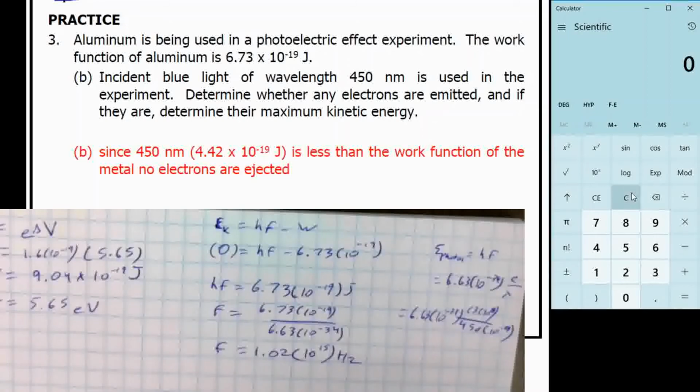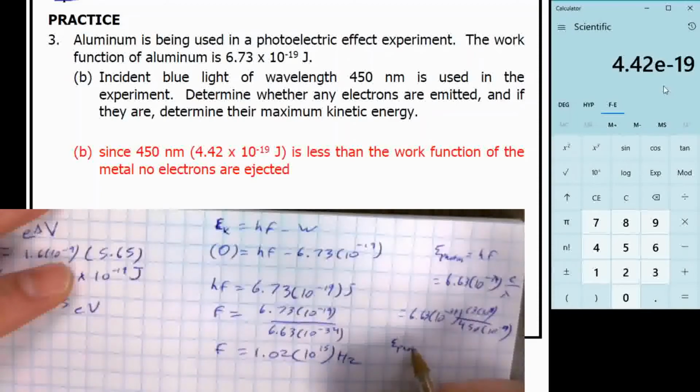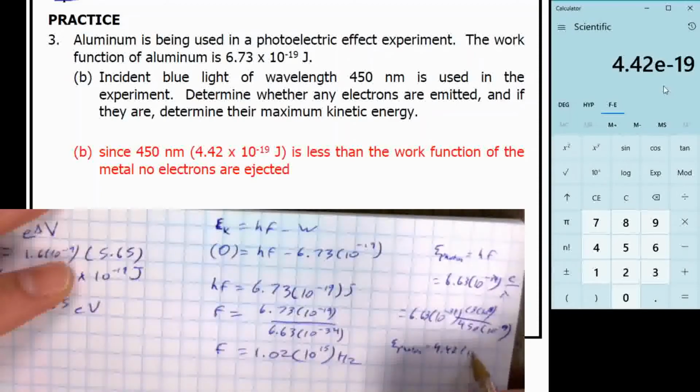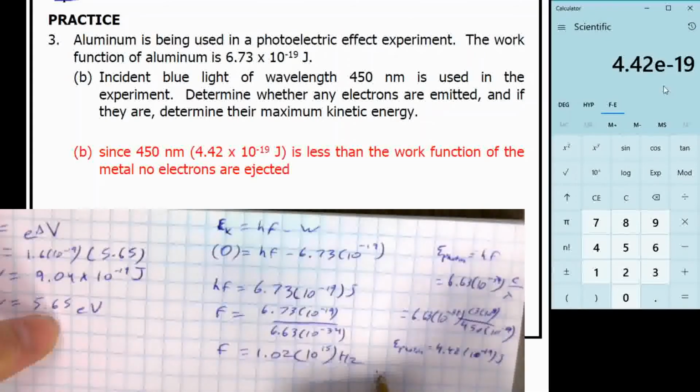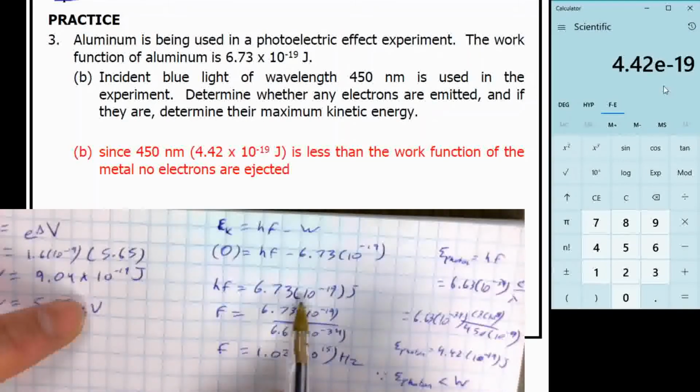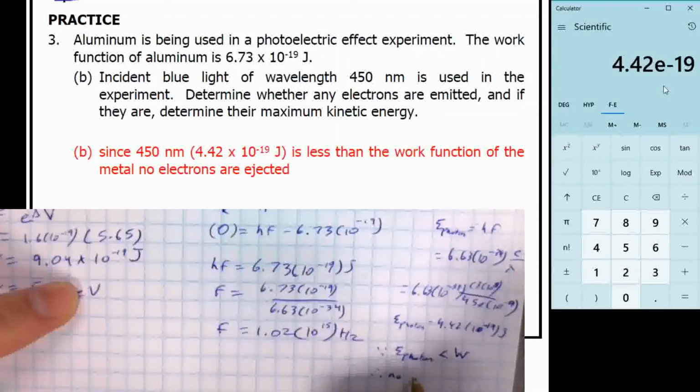Here's what it will look like: 6.63 times 3 divided by 450, times 10 to the power of negative 34, times 10 to the power of 8, divided by 10 to the power of negative 9. I'm left with 4.42, so the energy of my photon is 4.42 times 10 to the negative 19 joules. Now since this energy is less than my work function energy, therefore no electrons are emitted.